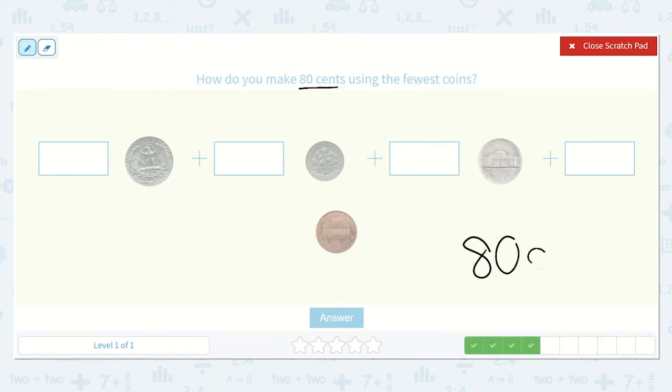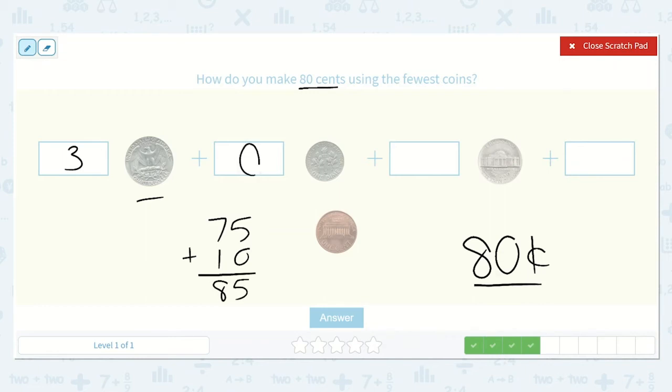Well, I remember that we could count all the way up to 75 with my quarters. 75 is still less than 80. So it went 25, 50, 75. That's 3 quarters. Then if I were to add 10 more to 75, that would turn into 85. Can we do that, or is that too much? Yeah, that's too much. We're looking for 80, so there are 0 dimes.